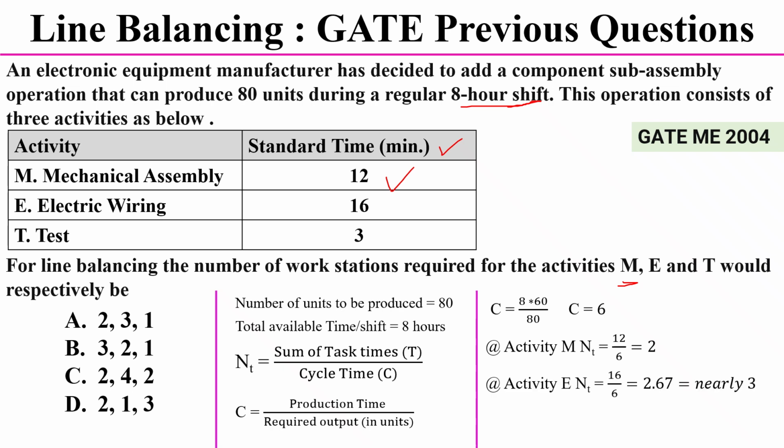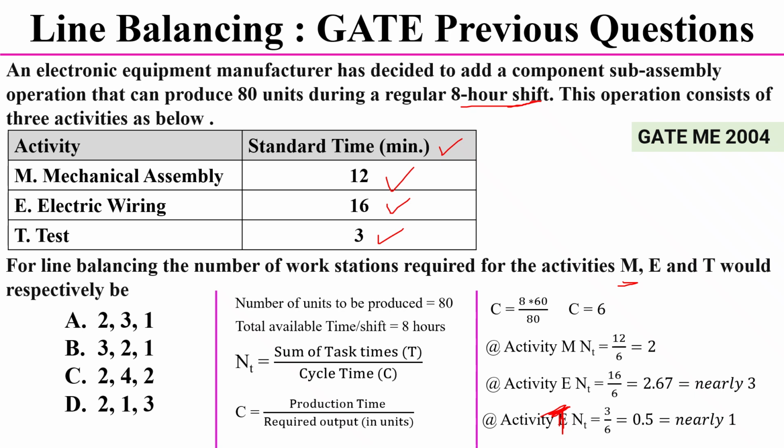Similarly at activity E, the number of workstations will be, with task time 16 and cycle time 6, 16 by 6, which is equal to 2.67, which is nearly 3. Next we look at activity T. For activity T, the number of workstations will be the task time, 3 minutes, divided by cycle time 6. So 3 by 6 is equal to 0.5, nearly 1.